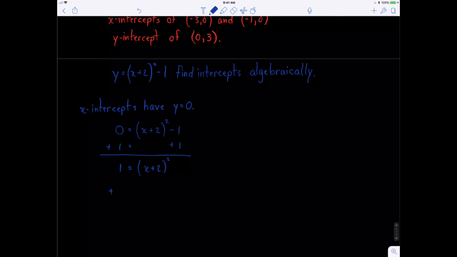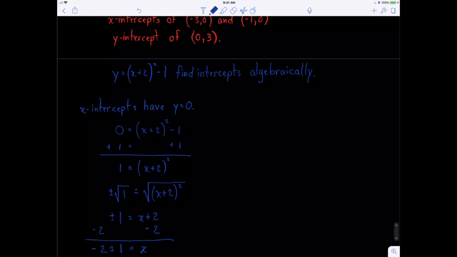Then we take the square root of both sides, so we're going to have a plus or minus occurring. Square root of x plus 2 squared. And now on the left-hand side we have plus or minus 1 equals x plus 2. We subtract 2 from both sides. And now I have negative 2 plus or minus 1 equals x.